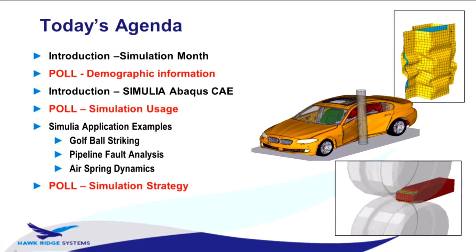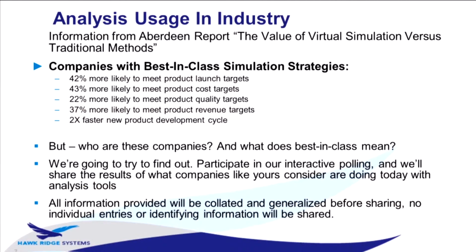So, just to talk about what we're doing in Simulation Month, you'll see a lot of reports out there about companies' usage of analysis tools. We've got one on our website right now from Aberdeen Research company. It's called The Value of Virtual Simulation versus Traditional Methods. And they go out and they poll 5,000 people in industry, ask questions about how they're using analysis and come up with these numbers, these improvements of what best-in-class companies do.